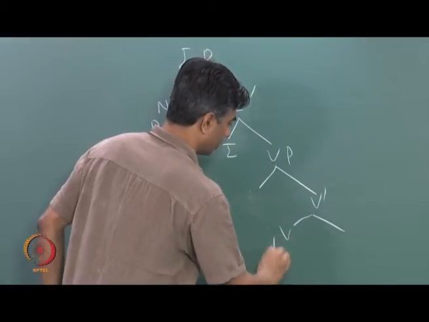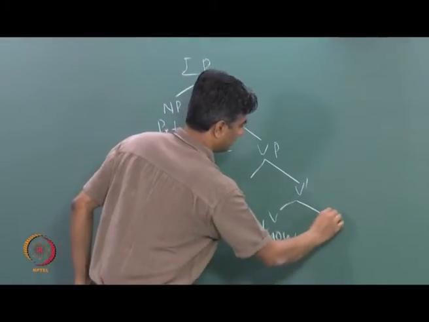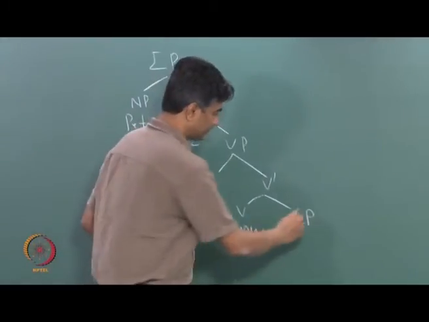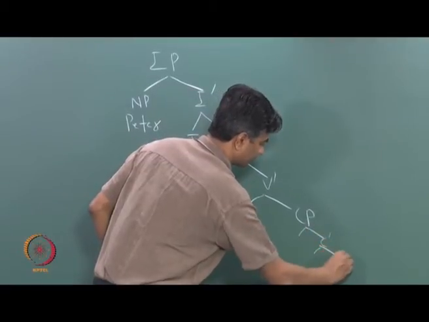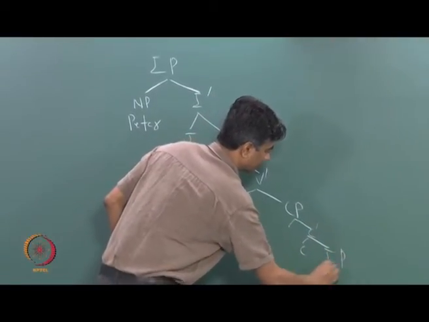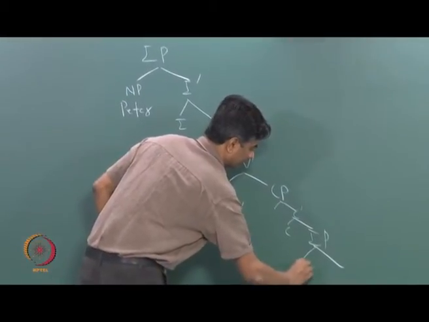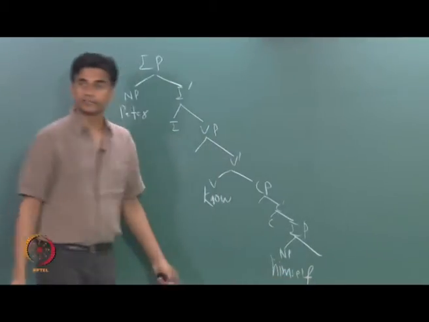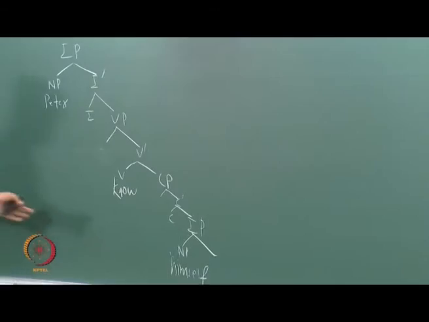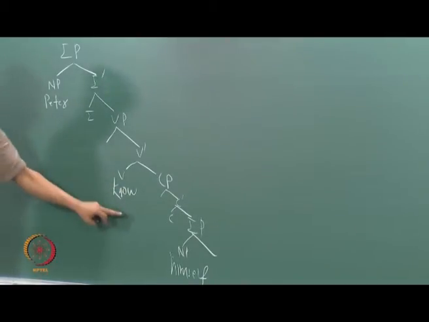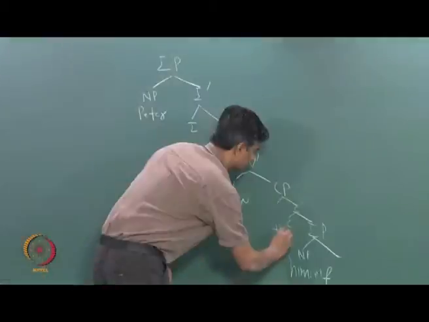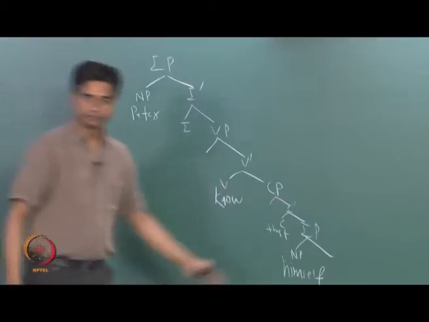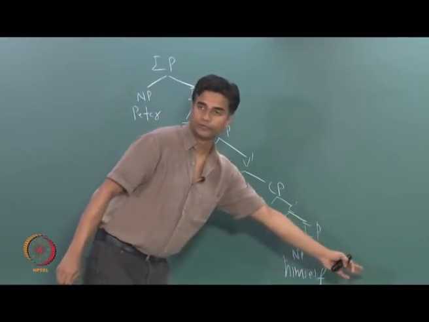Let's do it properly. And here is our CP, right? And then where is the NFR himself? Here. Am I right? Here is the NFR. And then it has further things. Peter knows that himself saw John. Right? Hereafter it should be simple for you.